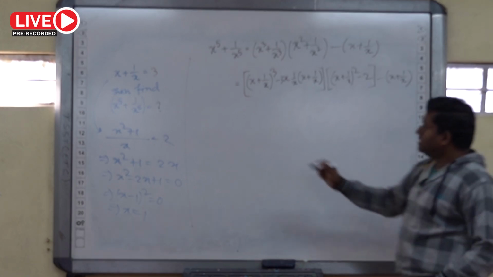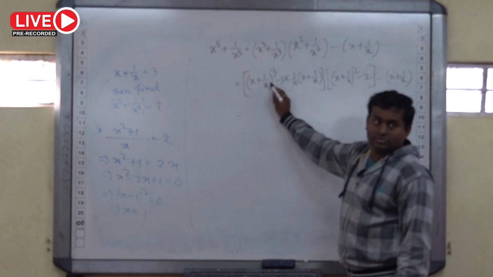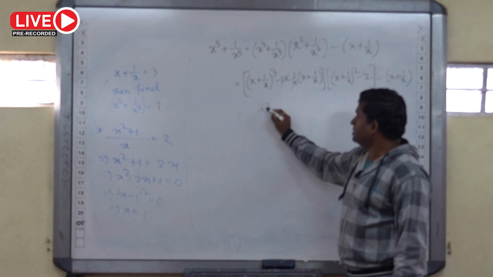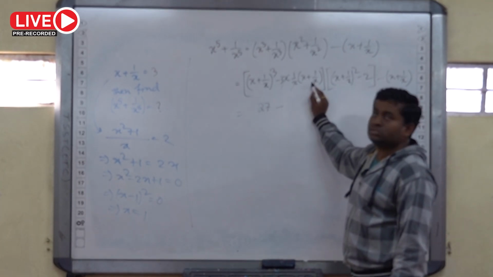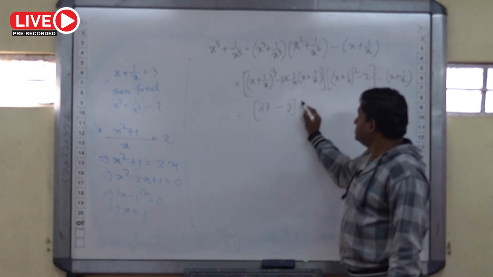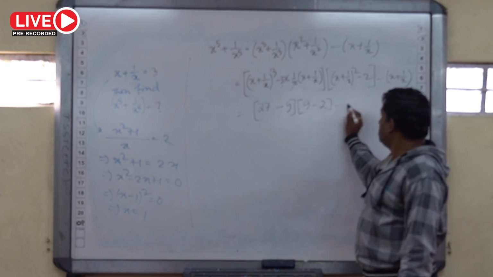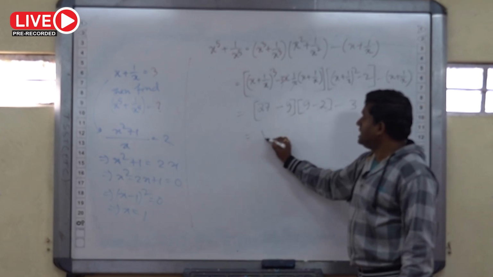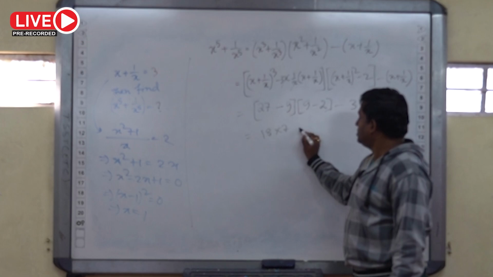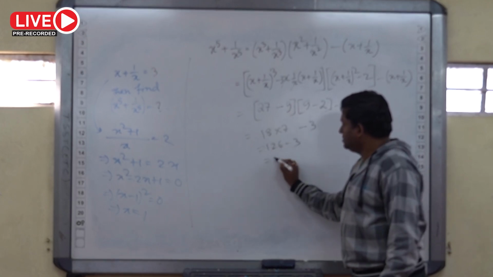So it will be 3 cube. 3 cube means 27 minus 3 into this one is 3, that is 9. 3 square means 9 minus 2 minus 3. So this is 18 into 7 minus 3. 126 minus 3.